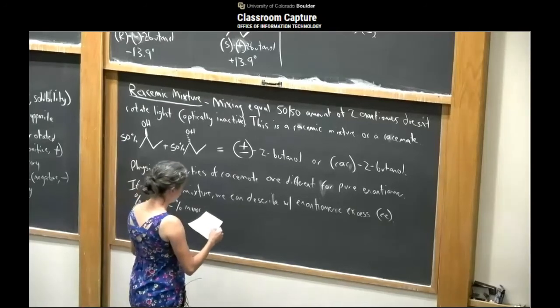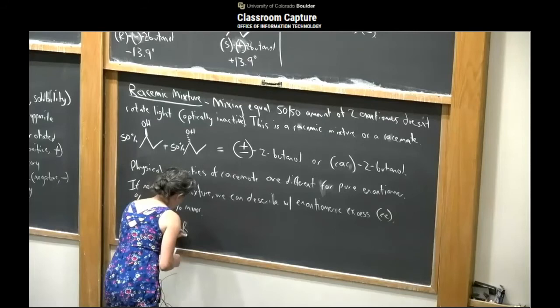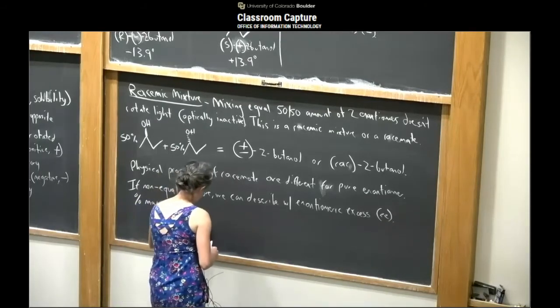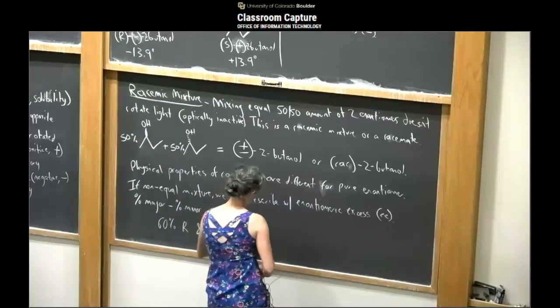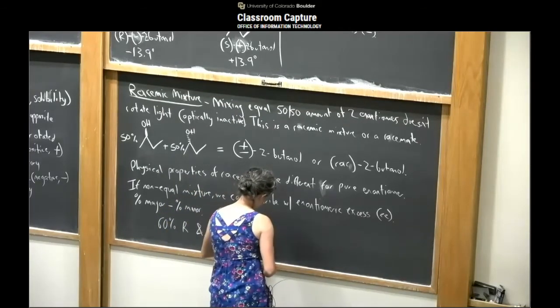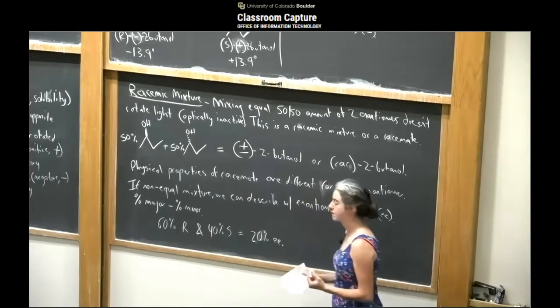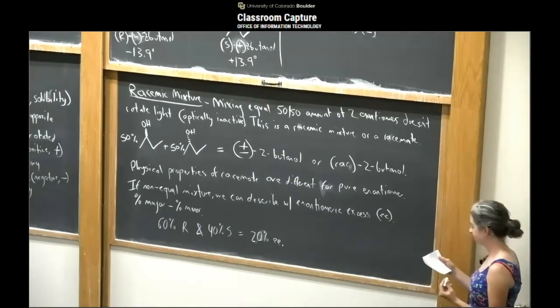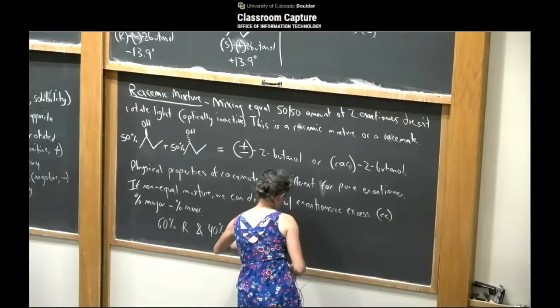So if you've got 60% R form and 40% S, that's going to give you 20% enantiomeric excess. 20% specifically R.